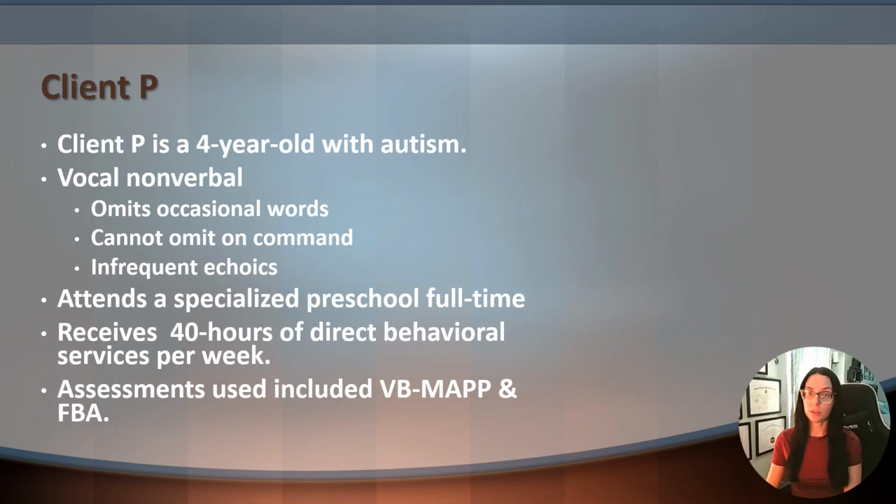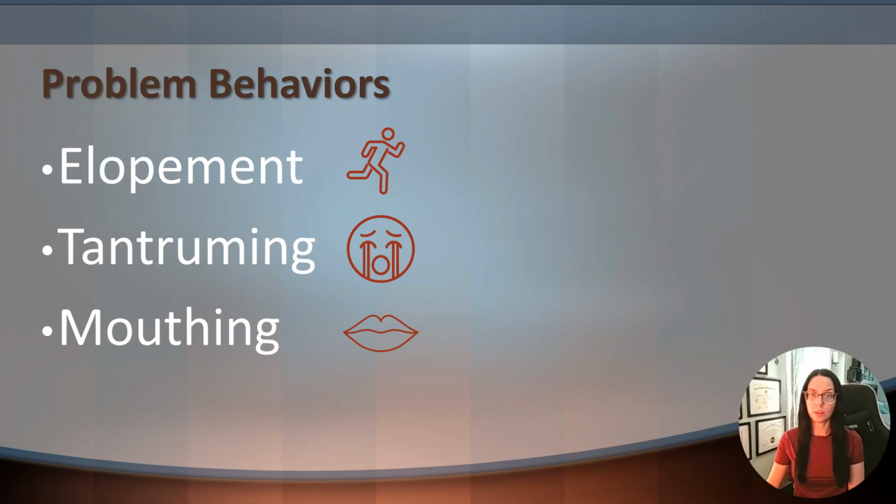The Verbal Behavior Milestones Assessment and Placement Program was used for Client P because of its intended use for clients ages 0 to 7, for nonverbal or minimally verbal children, and for children able to engage in some structured assessment activities. The Functional Behavior Assessment was also used for Client P. This assessment was selected because of its intended use for clients with autism and for children with developmental delays. The problematic behaviors for Client P included elopement, tantruming, and mouthing.